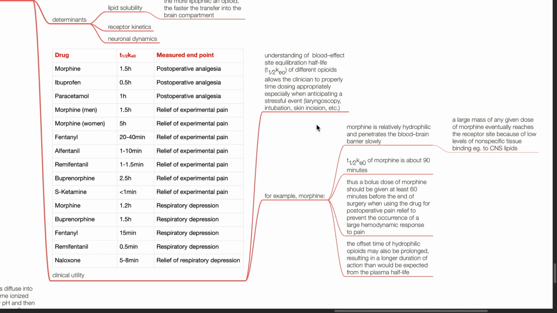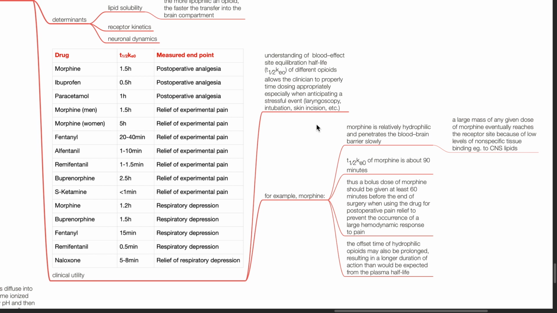morphine is a relatively hydrophilic opioid and penetrates the blood-brain barrier slowly. A large mass of any given dose of morphine eventually reaches the receptor site because of low levels of non-specific tissue binding, for example to CNS lipids. The blood effect site equilibration half-life for morphine is about 90 minutes. Thus, a bolus dose of morphine should be given at least 60 minutes before the end of surgery when using the drug for post-operative pain relief, to prevent the occurrence of a large hemodynamic response to pain.